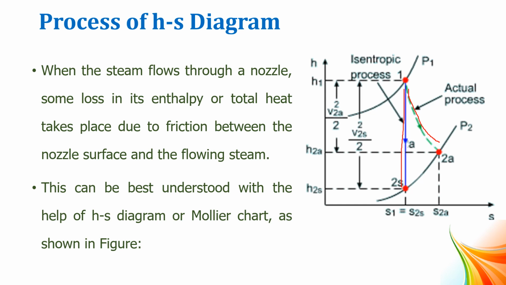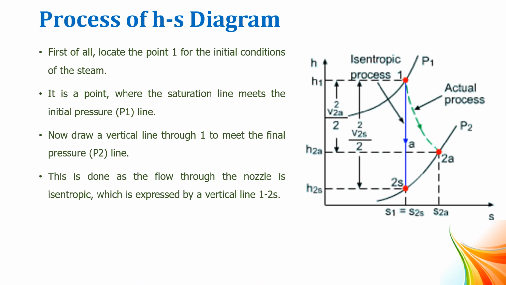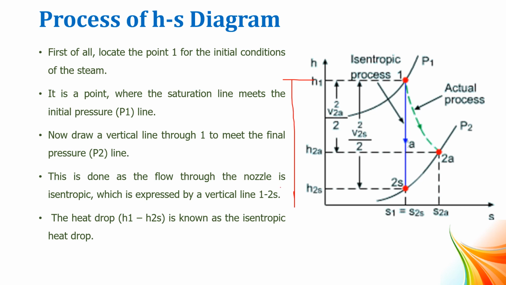So in the Mollier diagram, we can have more clarity on this. First we look at point 1, that is the initial condition of the steam, where the saturation meets the initial pressure line P1. Draw the vertical line through 1 to meet the pressure line P2 at point 2s. This is called the isentropic process. H1 minus H2s is known as the isentropic heat drop. The difference between these two is called the isentropic heat drop.